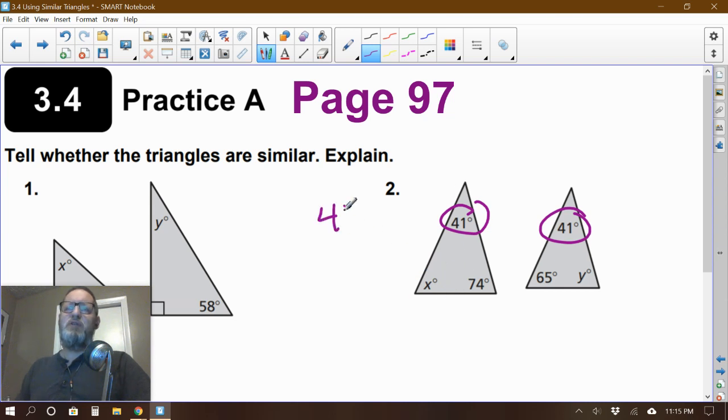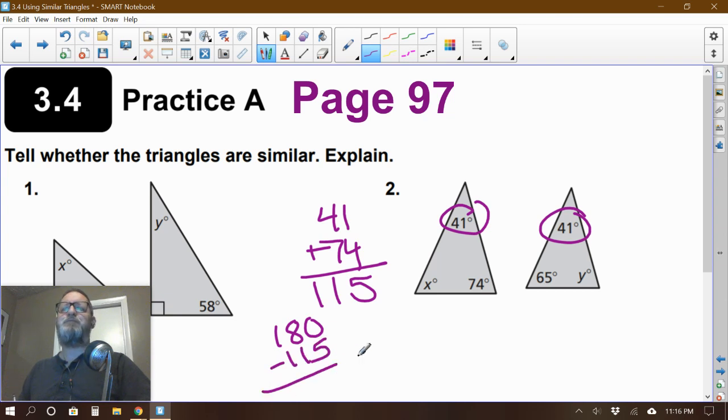So 41 plus 74 is going to equal 115. So far we have 115 degrees, but every triangle is 180, so 180 minus the 115. Regroup, 7 and a 10, so 5, and 7 minus 1 is 6. Okay, so it looks like angle X is 65 degrees. Oh, and that has a 65-degree angle.